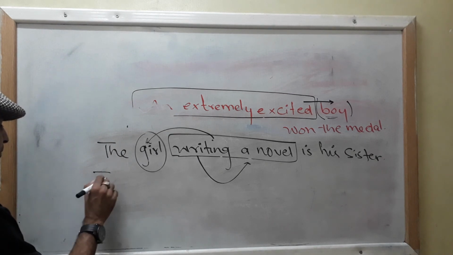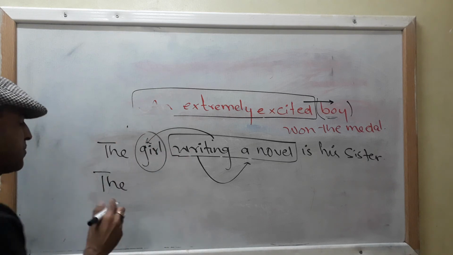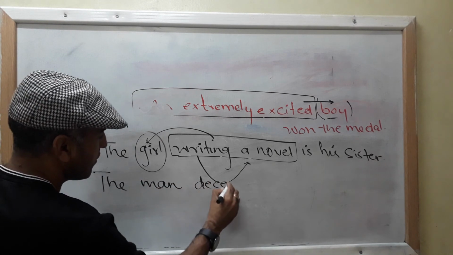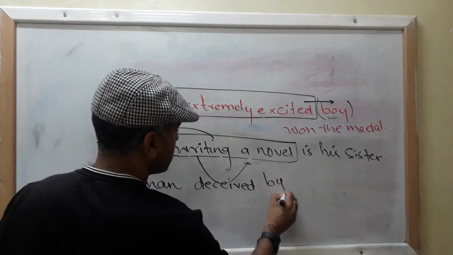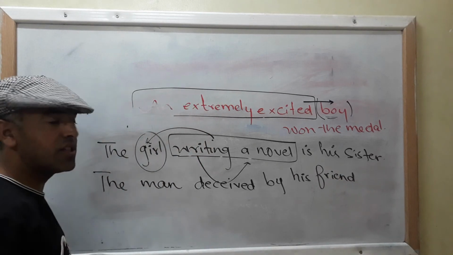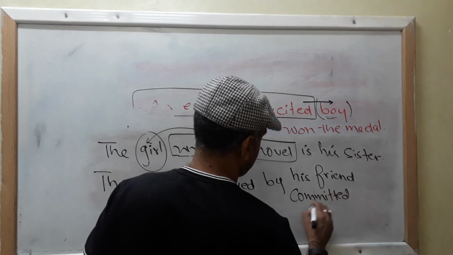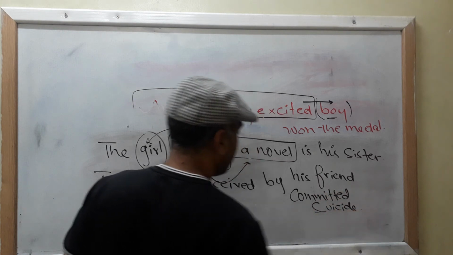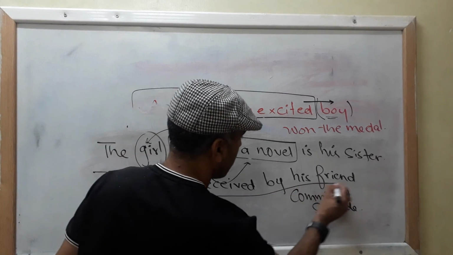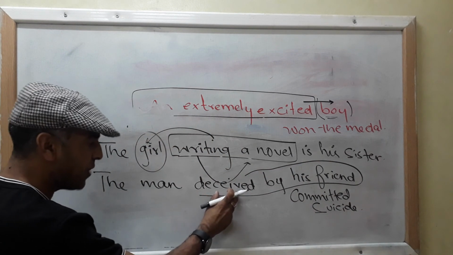The man, this is a present participle. Clear? Let me give you an example of a past participle. The man deceived by his friend committed suicide. Look, a man, which man? Deceived by his friend. Clear? Deceived by his friend. So again, this is a past participle.